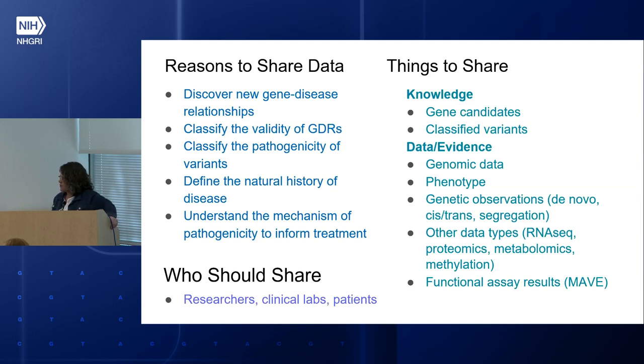And then I made the things to share slide, and I kind of group it into two areas: knowledge, knowledge of gene candidates or knowledge about the classification of variants, versus the actual data or evidence that underlies our knowledge, like the genomic data, phenotype, genetic observations, like de novo occurrence, segregation data, that mysterious linkage stuff, cis-trans, as well as all the other data types we talked about in the first session, and making sure we capture that. And of course, functional assays to inform a lot of the variation that we see.